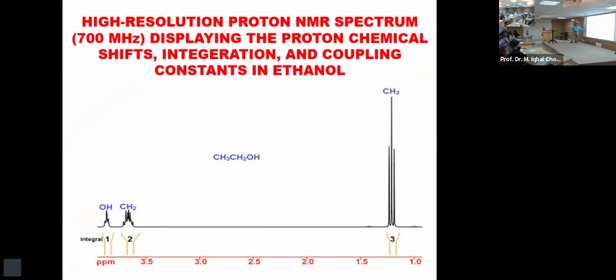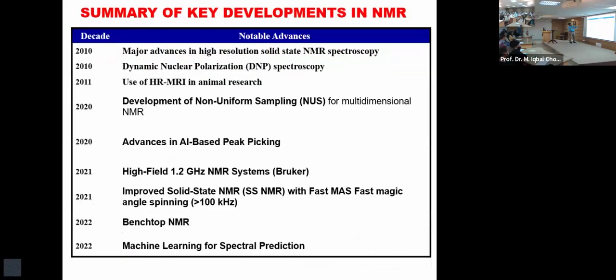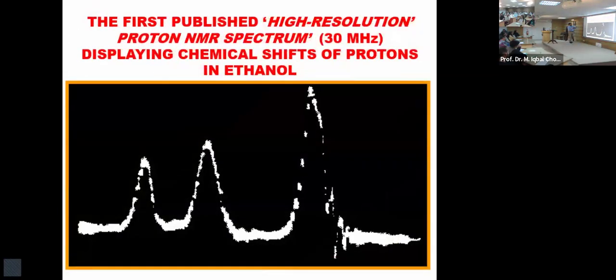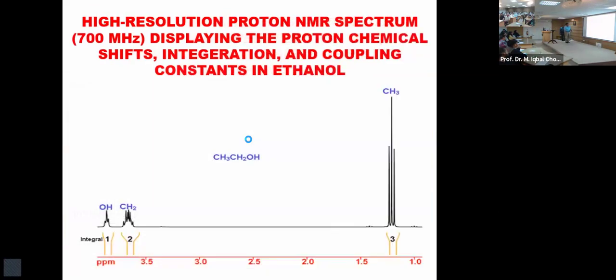So here you see the NMR spectrum. Currently, if you have an ethanol sample and you record it, you see something like this. You see CH3, CH2, and OH.